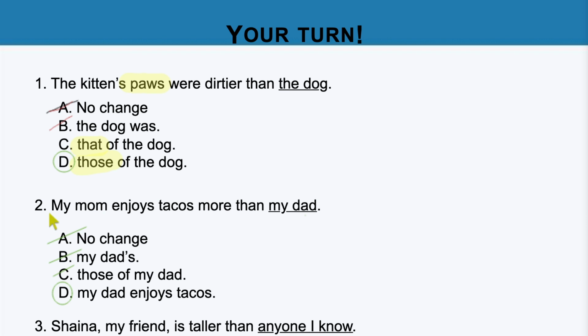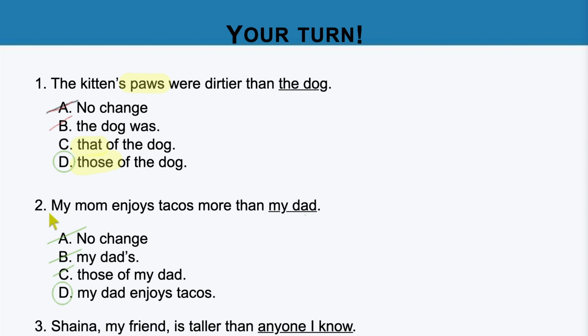If it said my mom likes tacos more than my dad, kind of like the example sentence, I like math more than you, it would be the same situation. So with something involving a preference or a lack of preference, like disliking something, we have to clarify what it is. So my mom enjoys tacos more than my dad. We don't know if it's talking about the dad or tacos.